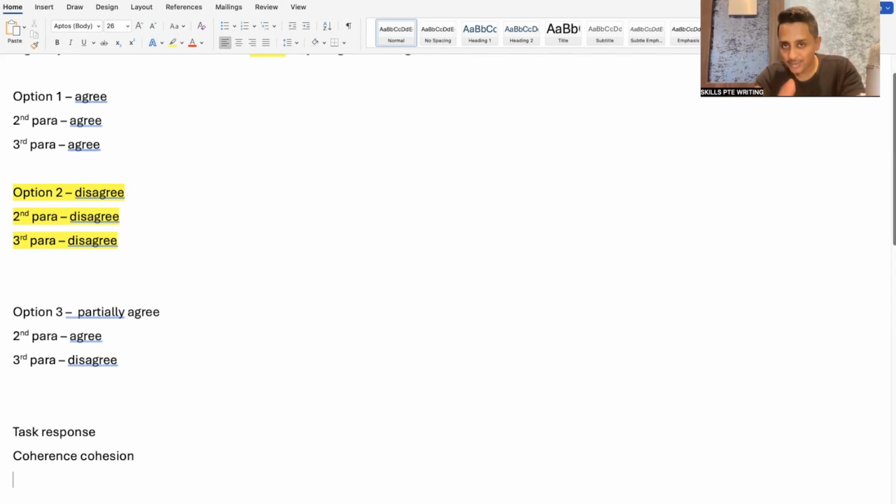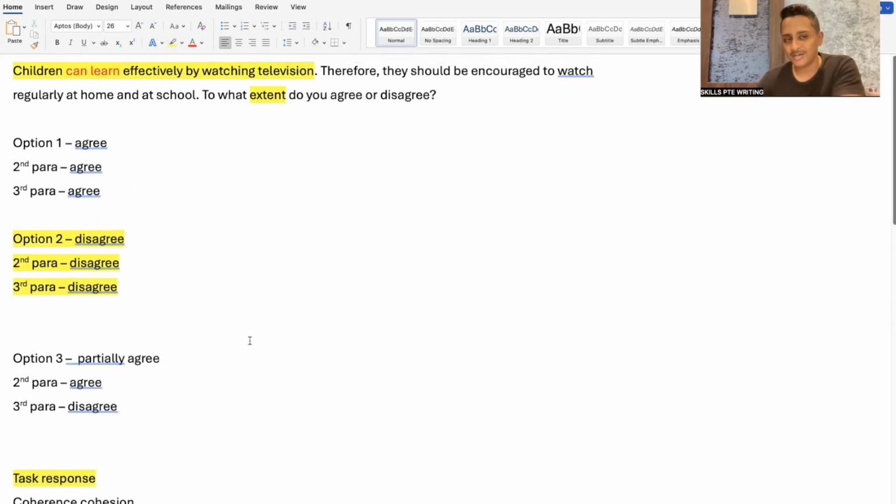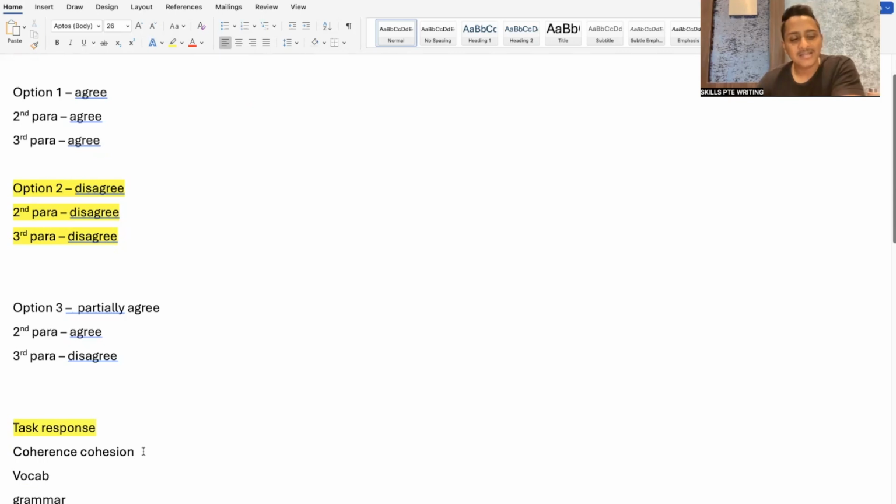But the point is, coherence and cohesion is the art of essay writing. So let's also understand if coherence and cohesion is up to the mark or not with respect to the ideas that we told. Vocab and grammar, as long as your basic English is good, you will get it. Now, task response is not a challenging task anymore because we figured out the right idea for this. This is the guy, like I always tell: coherence and cohesion.